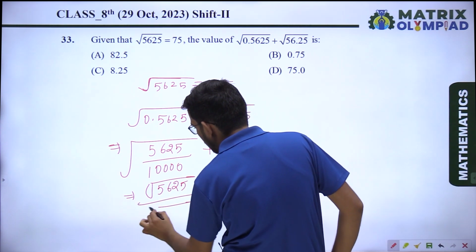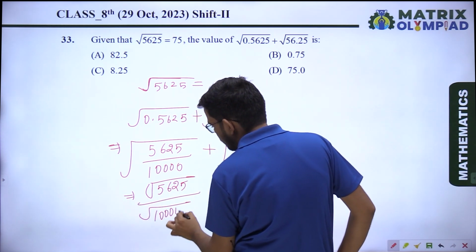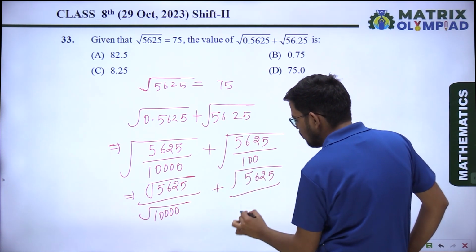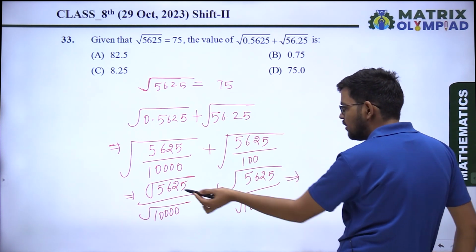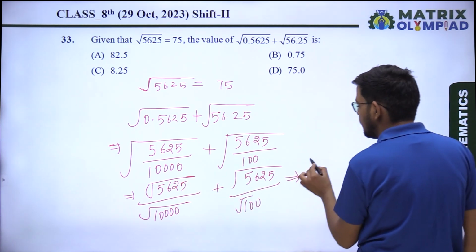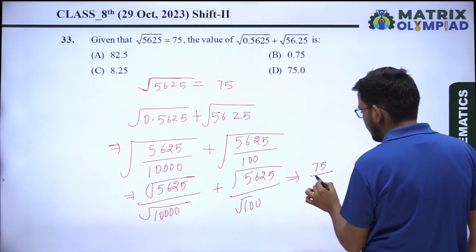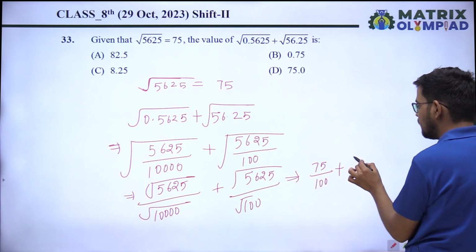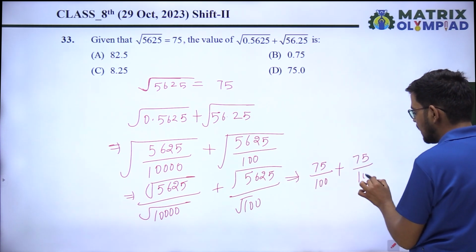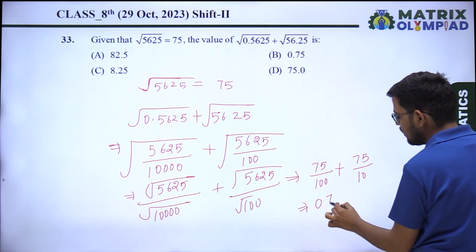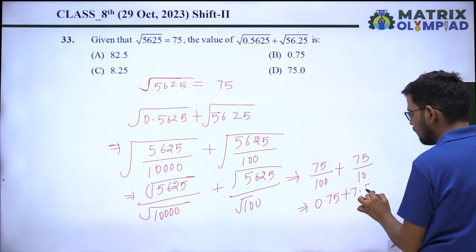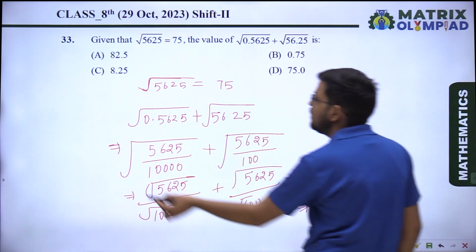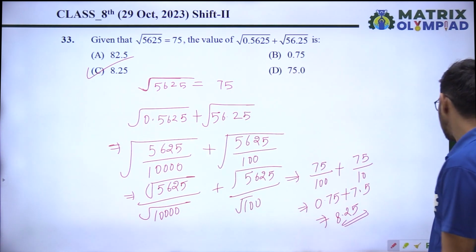root of 5625 upon root of 10,000 plus root of 5625 upon root of 100. Now put the value of root of 5625, that is 75, and the square root of 10,000 will be 100, plus square root of 5625, 75, and the square root of 100 is 10. So that is 0.75 plus 7.5, that is 8.25. So the correct answer is 8.25. Option C is the correct answer.